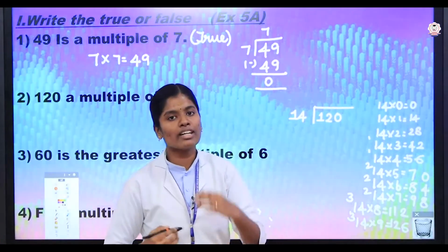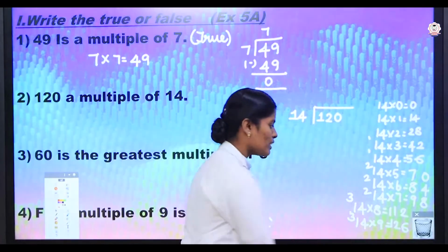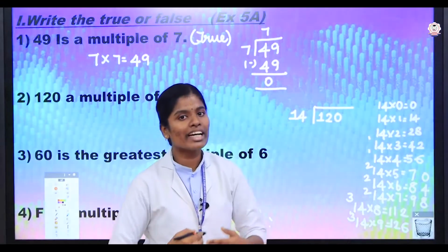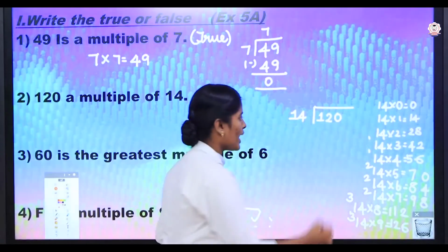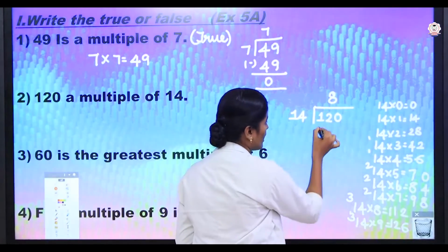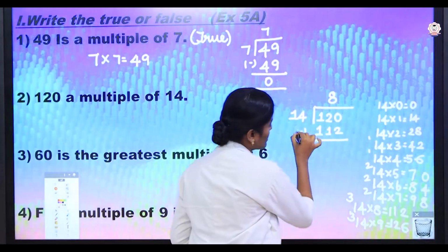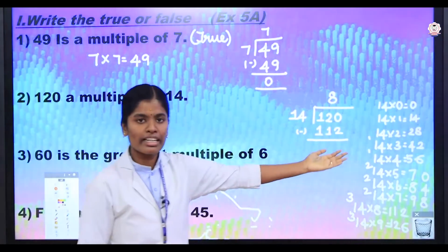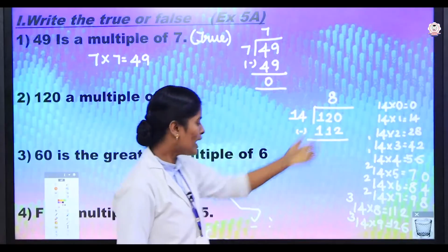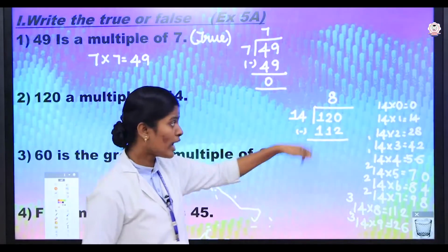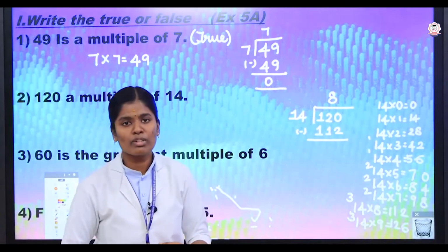Here you are going to take the smaller number. That smaller number is 112. How many times? Very good. 8 times. 8 14s are 112. Now we are going to subtract this. So while subtracting, take the ones place value. We have the ones place values 0 and 2. So 0 minus 2 is possible?